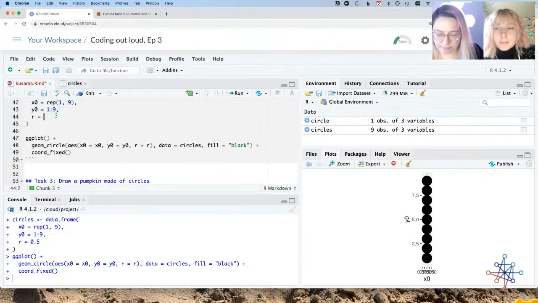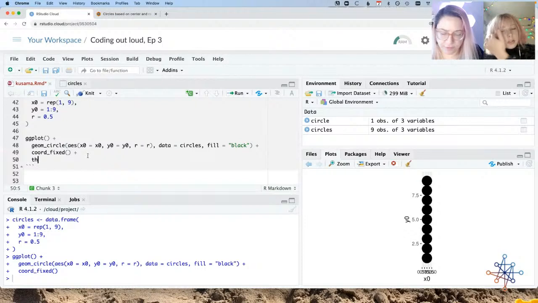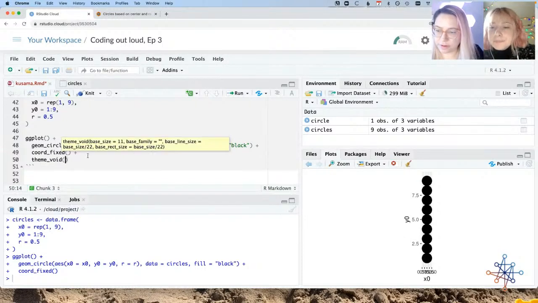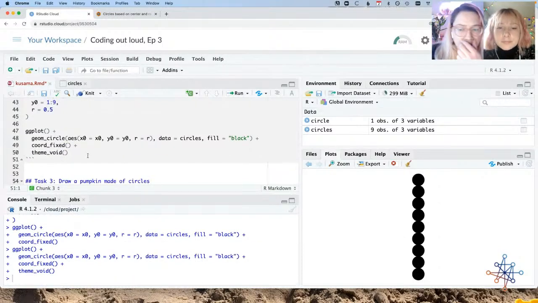Let's make a bit. There's this theme we could use. How do we want to do that? Right. Yeah, once you fix that, theme void should just take everything right away. Right, there we go.